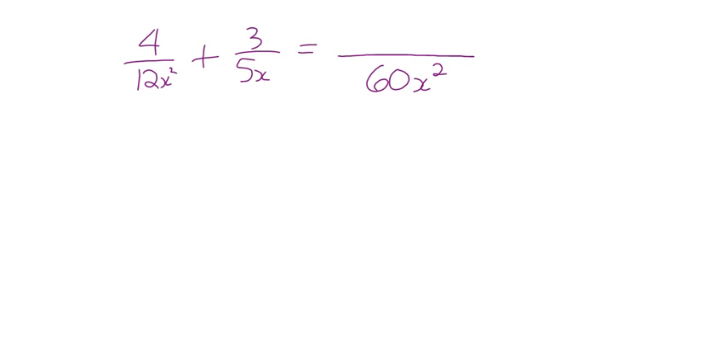Okay. Now, let's start with the 4. What does the 4 have to be multiplied by to make this, or what did you do to this to make it 60x squared? 5. So what do I have to do with the 4? Multiply it by 5, right? And what did I do to the 5x to get 60x squared? Multiplied by 12x.